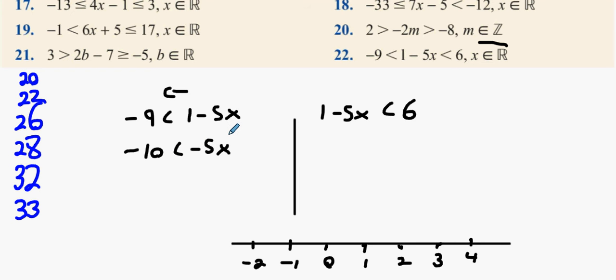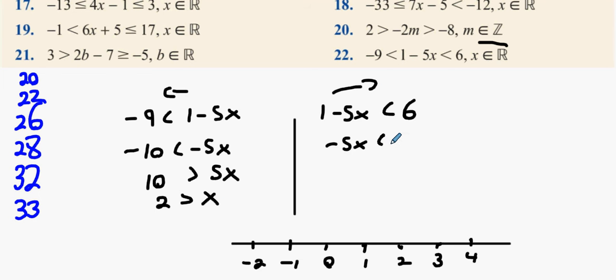James, you multiply both sides by minus 1, what happens? Change the signs, yeah? Divide both sides by 5, and what do you get? 2 is greater than x. Same deal here, bring the 1 over to your side, you get minus 5x is less than 6 minus 1. Minus 5x less than 5.